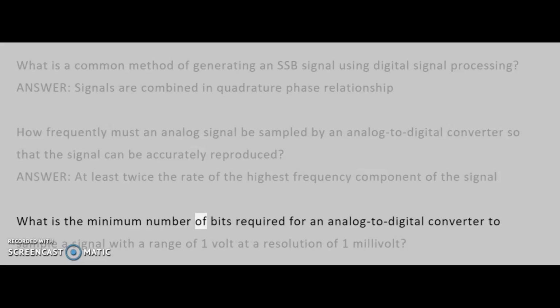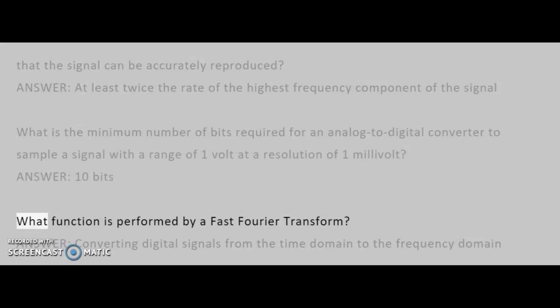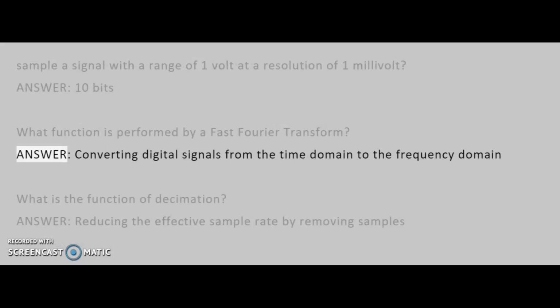What is the minimum number of bits required for an analog-to-digital converter to sample a signal with a range of 1 volt at a resolution of 1 millivolt? Answer: 10 bits. What function is performed by a fast Fourier transform? Answer: converting digital signals from the time domain to the frequency domain.